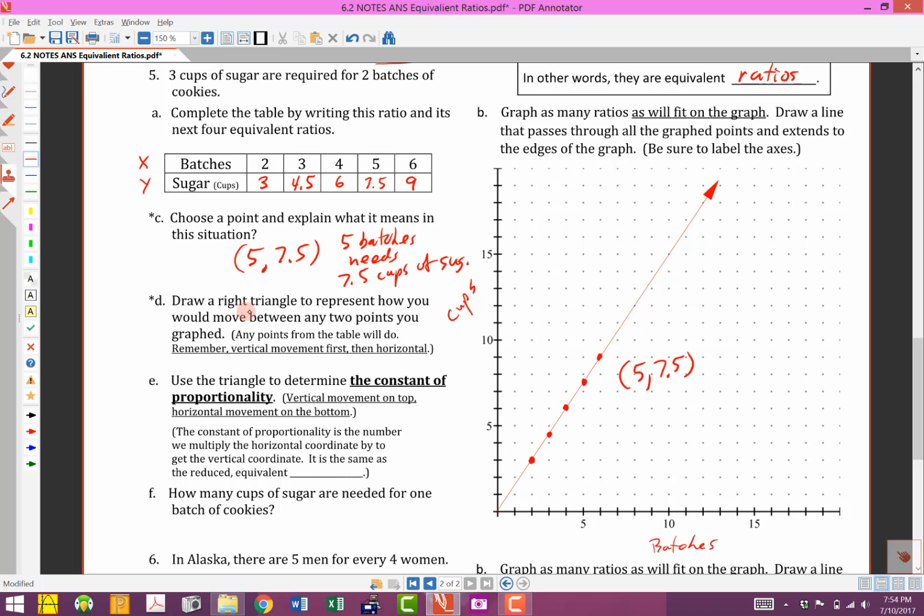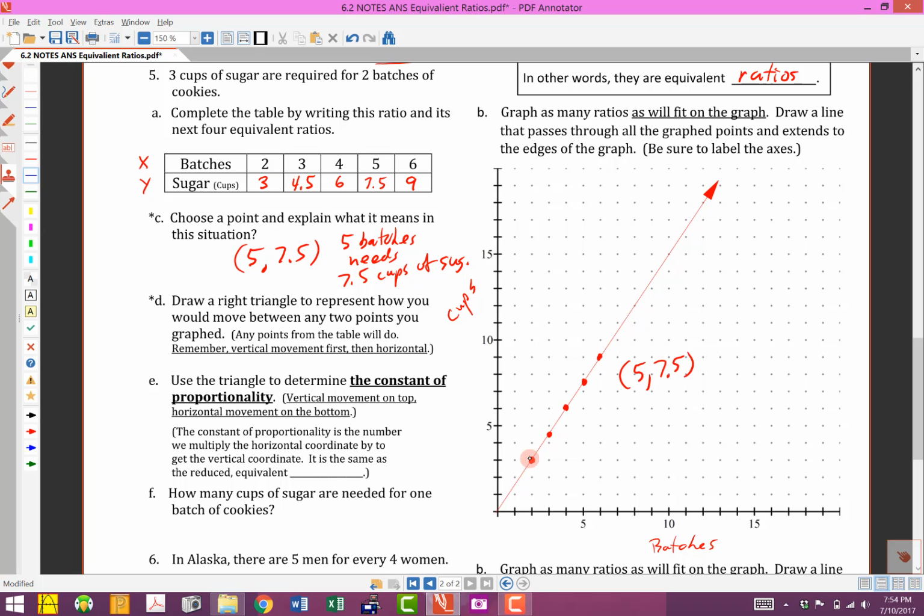And then it says draw a right triangle to represent how you would move between any 2 points you graphed. Any 2 points from the table will do, and remember, move vertically then horizontally, similar to what we did yesterday. So to make this a little bit more clear, I'm going to use different colors here. So I'm going to go from this one. This is what I call a convenient point, and this is not a very convenient point because this is in the middle of 2 points. It doesn't cross at one of those nice dots that has integer coordinates.